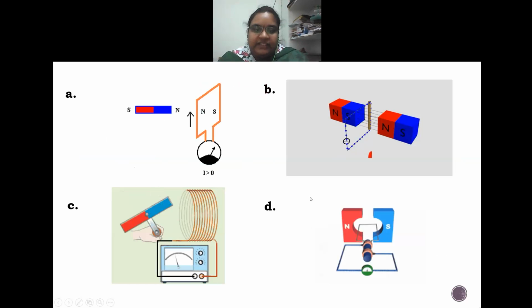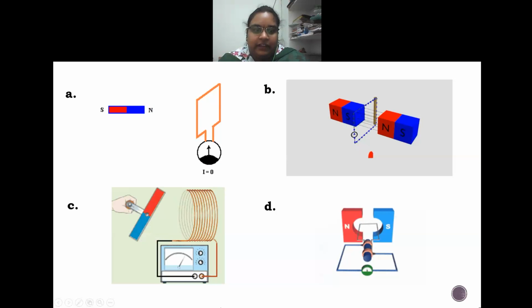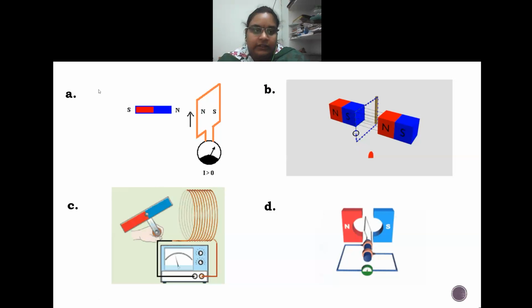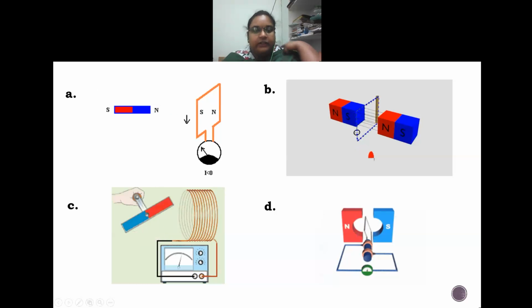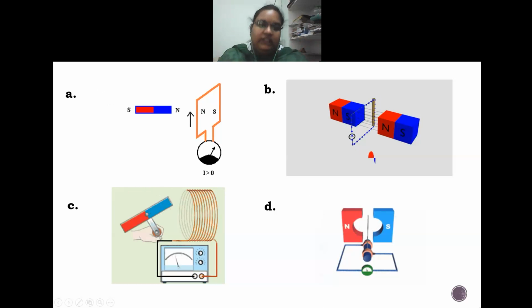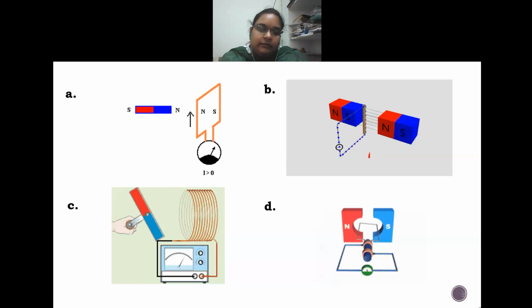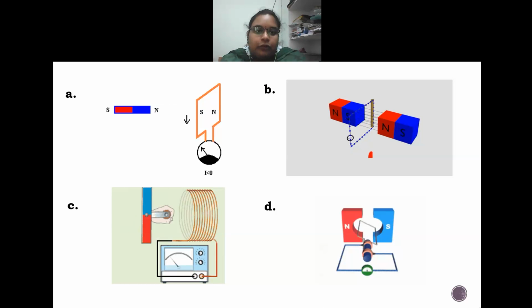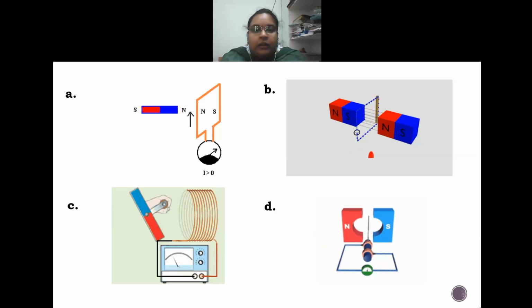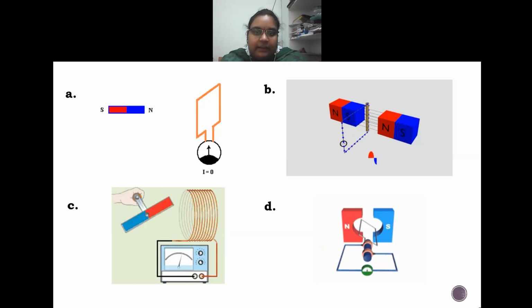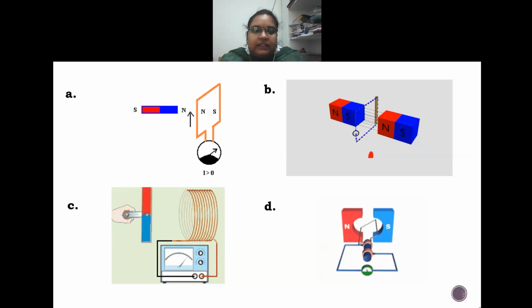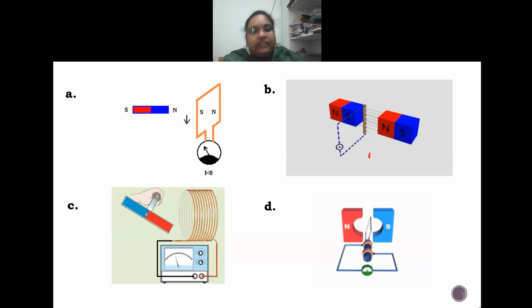Here you can see all the four different methods which we have discussed earlier. In this first method, the coil is being held constant and the magnet is being moved towards and away from the coil, such that the magnetic field is being disrupted and there is an EMF induced. At the bottom you can see a galvanometer which is showing us that there is a deflection in the current. How much, that is a different matter, but there is a deflection.